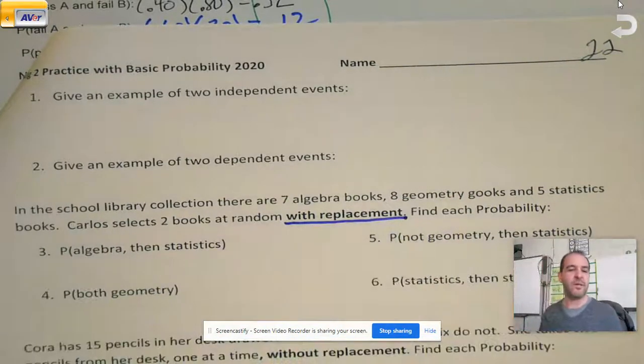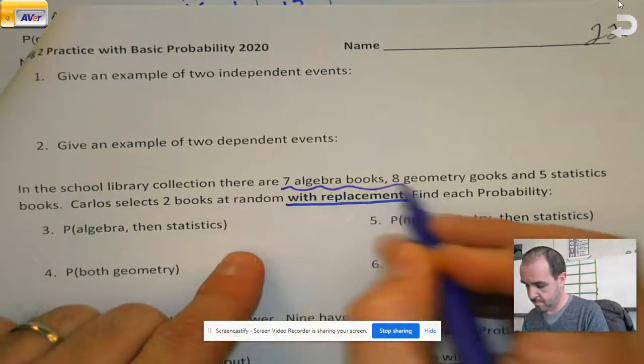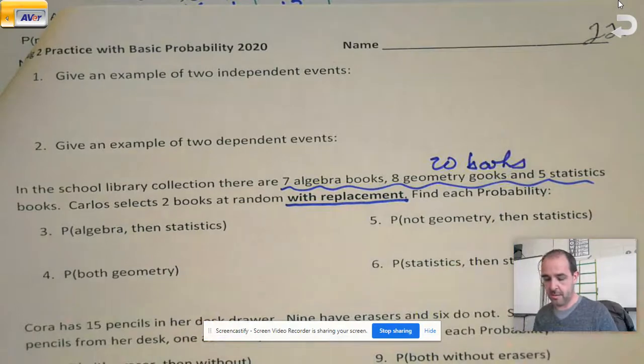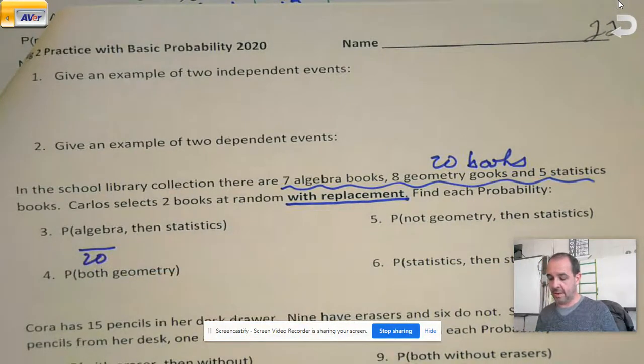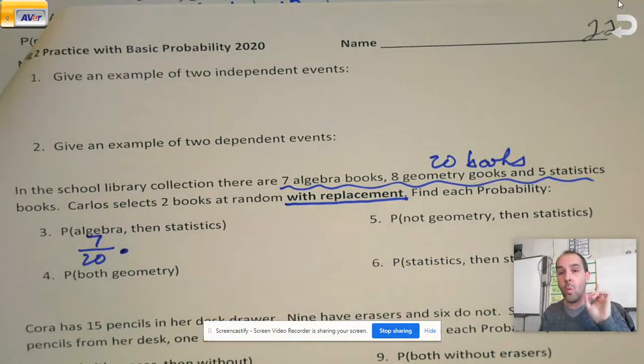Okay, I'm going to actually do one of these. In the school library, there's 7 algebra books, 8 geometry, and 5 stats books. So Carlos selects 2 books at random with replacement, find the probability. First thing, how many books are there? 20. Okay. How many of them are algebra? 7. You're like, okay. Now, here's where you've got to be careful.